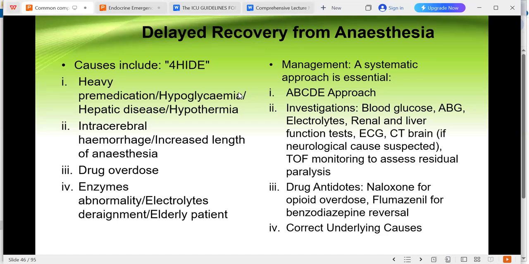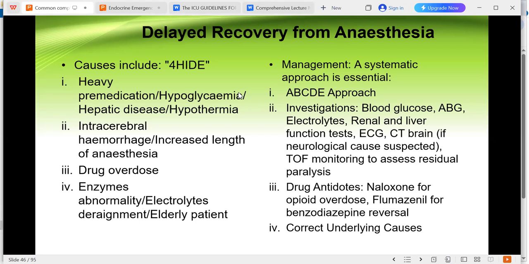CT brain if you suspect neurological cause. Train-of-four monitoring is important to assess for residual paralysis. We did a case report, especially during the time of the Black Lives Matter movement. After anesthesia, the patient was in recovery room and the patient said, I can't breathe. So the patient stayed longer in recovery room. So train-of-four monitoring due to inadequate reversal of residual muscle paralysis.